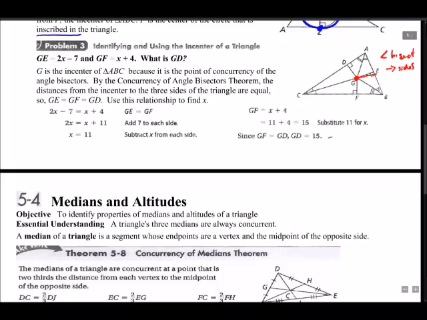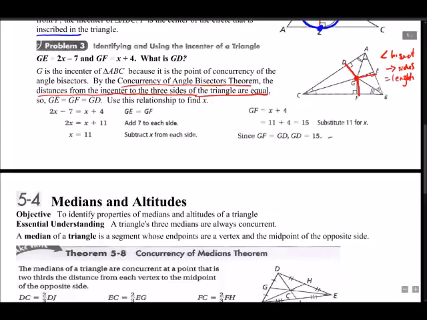So I am looking at these segments that go to the sides, and I know that these all have equal length. My point of concurrency is equidistant from the sides because this is using the concurrency of the angle bisectors theorem. So the distances from the incenter to the three sides are equal. So I know that this piece and this piece and this piece have equal length.